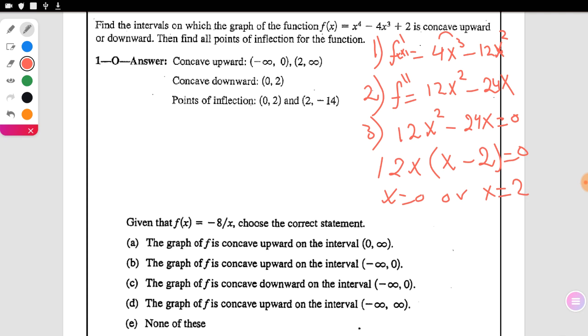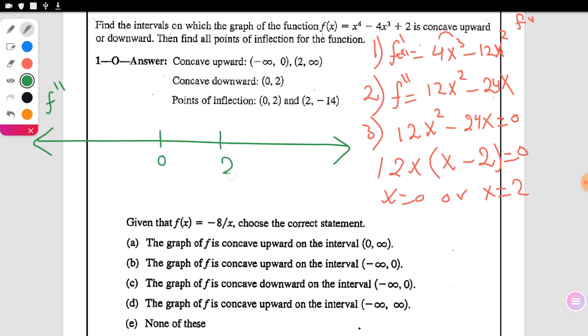Then use the second derivative. Look here, choose the numbers as I did in the first derivative. Write here 0 and 2, the values at which the second derivative equals 0, which divide the domain into intervals. Select a value: I'll choose here -1, here I'll choose 1, here I'll choose 3. Then replace in the second derivative.